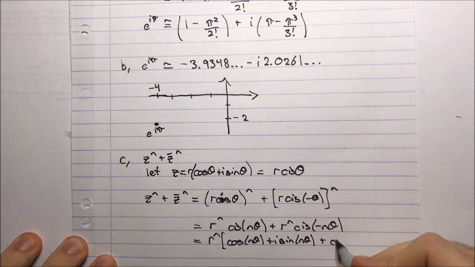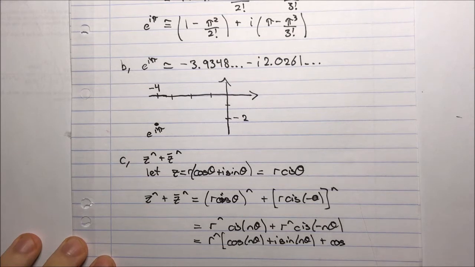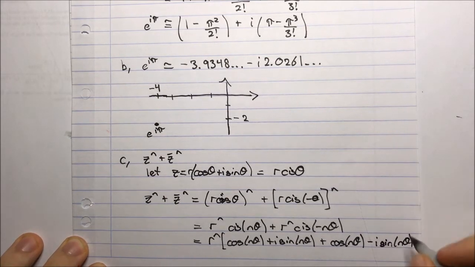Now it's plus cos of negative n theta, but cos is an even function, so cos of negative n theta is the same as cos of n theta. And then plus i sine of negative n theta. But sine is an odd function, so sine of negative n theta is the same as minus sine of n theta. So I have minus i sine n theta.